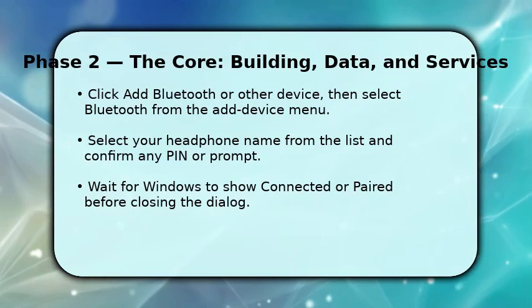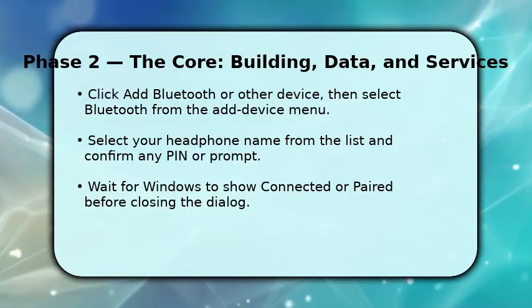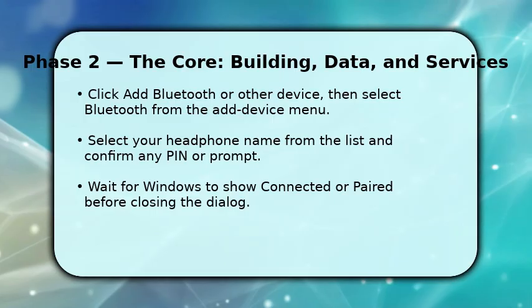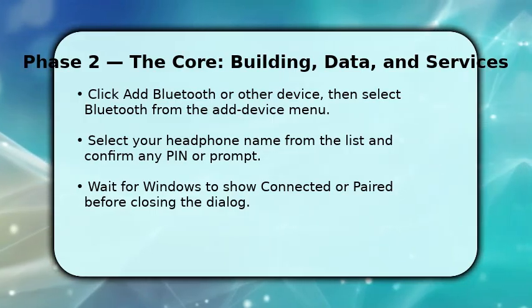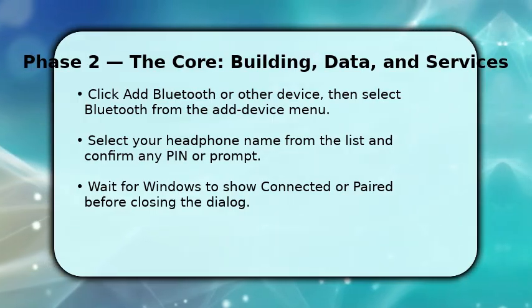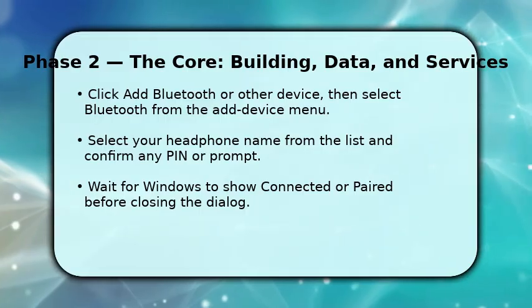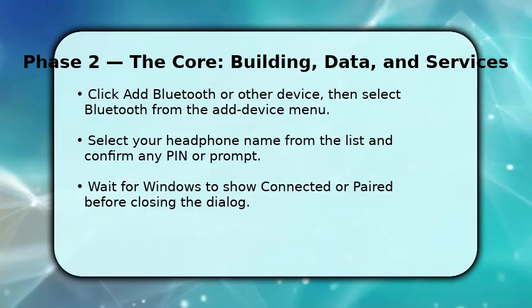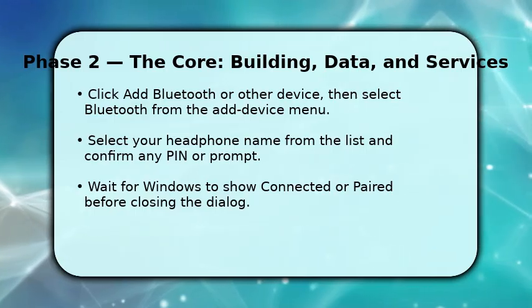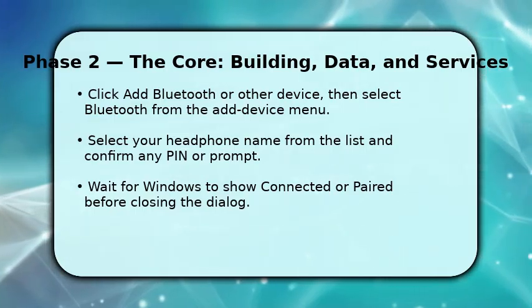You'll now pair the devices. Click Add Bluetooth or other device and choose Bluetooth. Windows scans for signals and shows available devices. Select the headphone entry that matches the model name. If a PIN appears, enter 0000 or 1234, or accept the prompt on both devices.